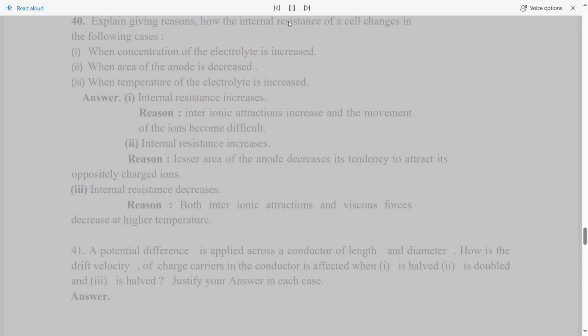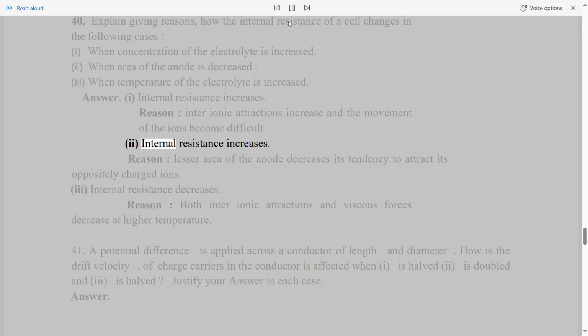40. Explain, giving reasons, how the internal resistance of a cell changes in the following cases. 1. When the concentration of the electrolyte is increased. 2. When the area of the anode is decreased. 3. When the temperature of the electrolyte is increased. Answer: 1. Internal resistance increases. Reason: inter-ionic attractions increase and the movement of the ions becomes difficult.